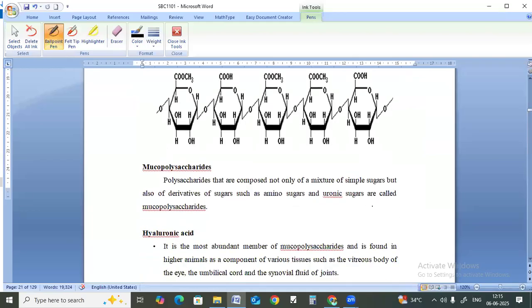And coming to the mucopolysaccharides, these are composed not only of a mixture of simple sugars, and these are mainly present in the form of amino sugars.